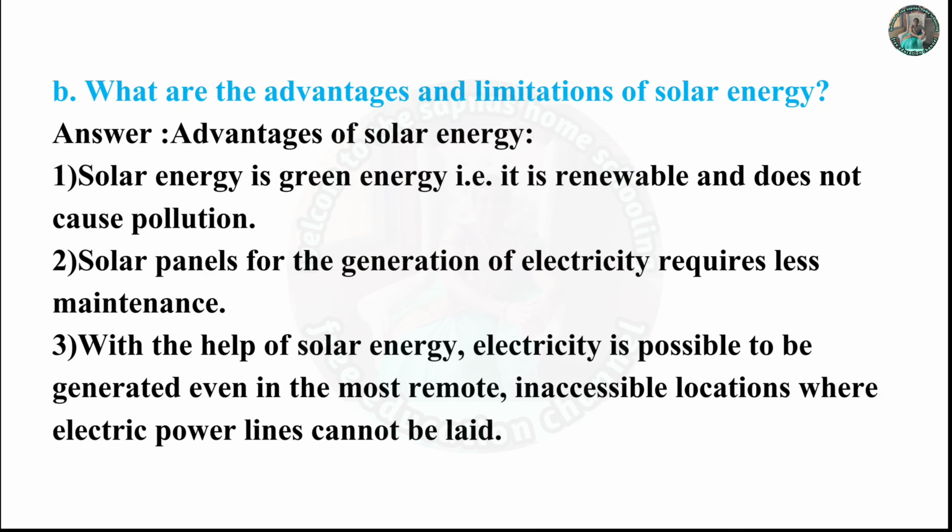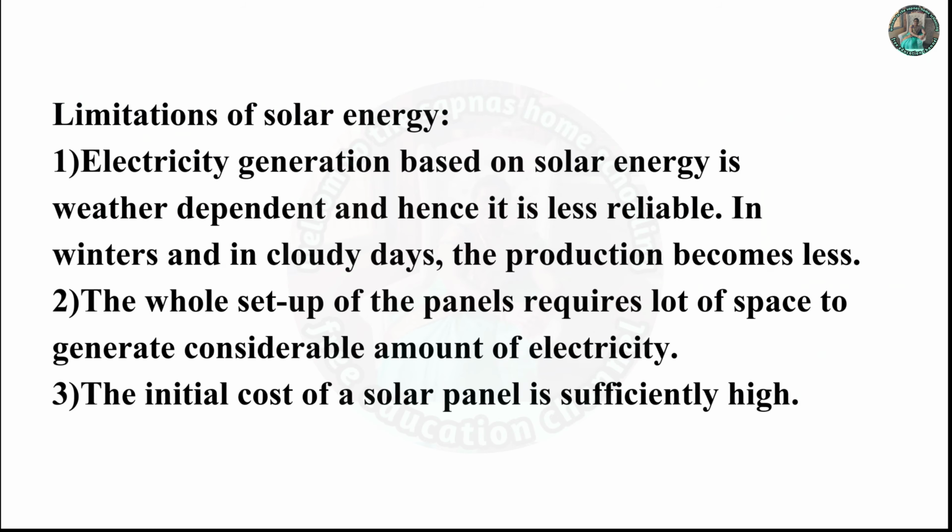B. What are the advantages and limitations of solar energy? Answer. First, solar energy is green energy. For example, it is renewable and it does not cause pollution. Solar panels for generation of electricity require less maintenance. With the help of solar energy, electricity can be generated even in the most remote, inaccessible locations where electric power lines cannot be laid.